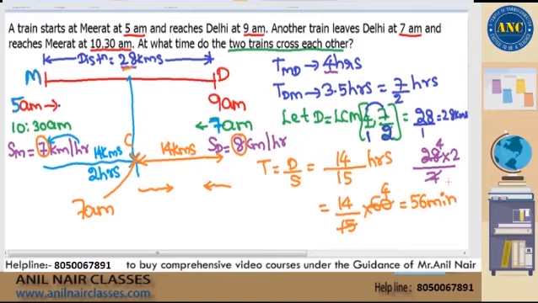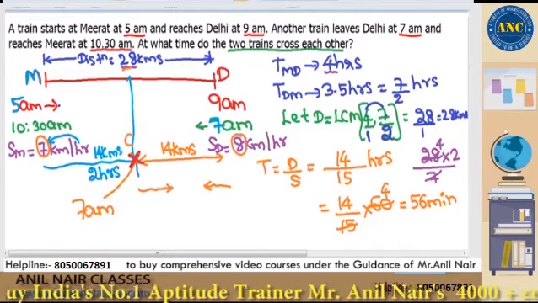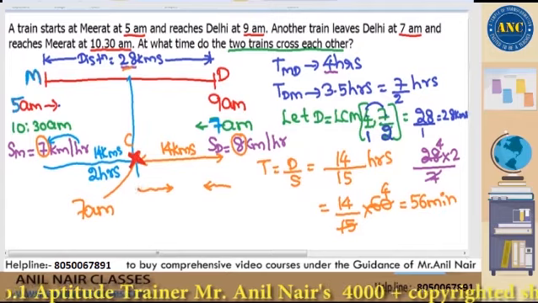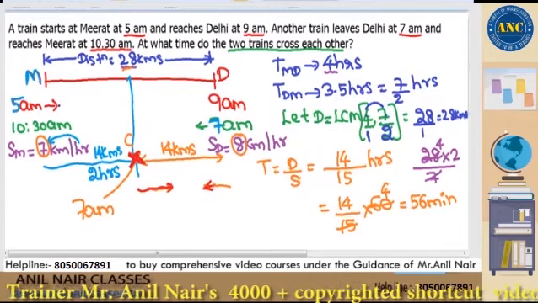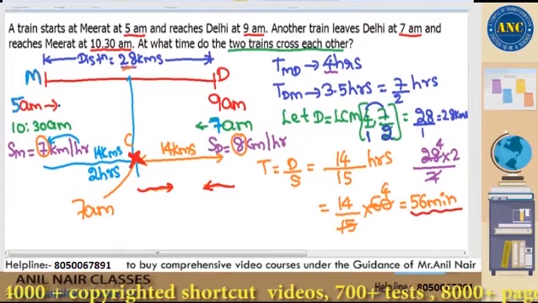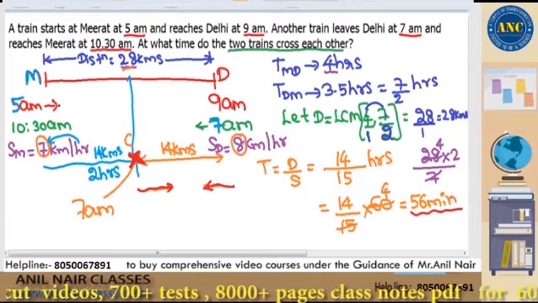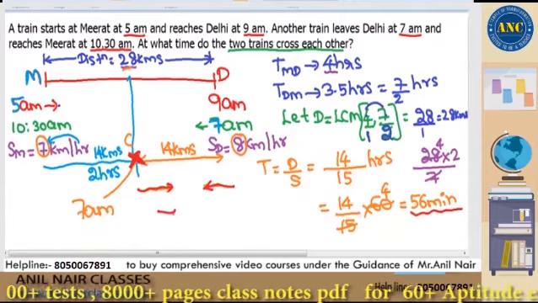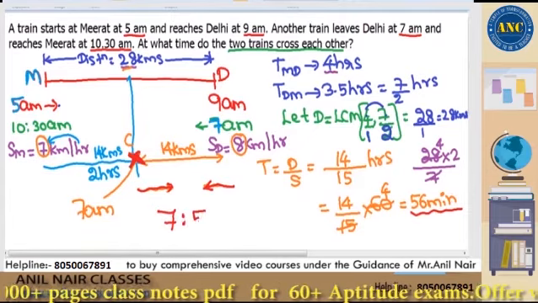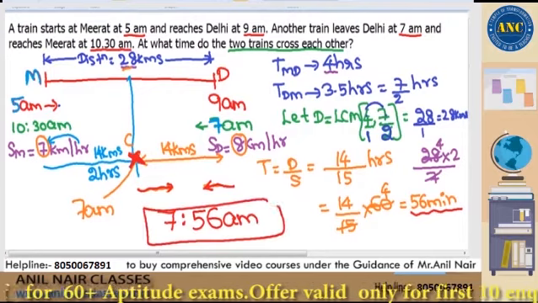The meaning of 56 minutes is that from 7 o'clock, both the trains start to travel in the opposite direction. From 7 o'clock, they both will travel for 56 minutes and then they will meet. From 7 o'clock, if they travel for 56 more minutes, what will be the time? 7:56 a.m. The answer for this question is 7:56 a.m.